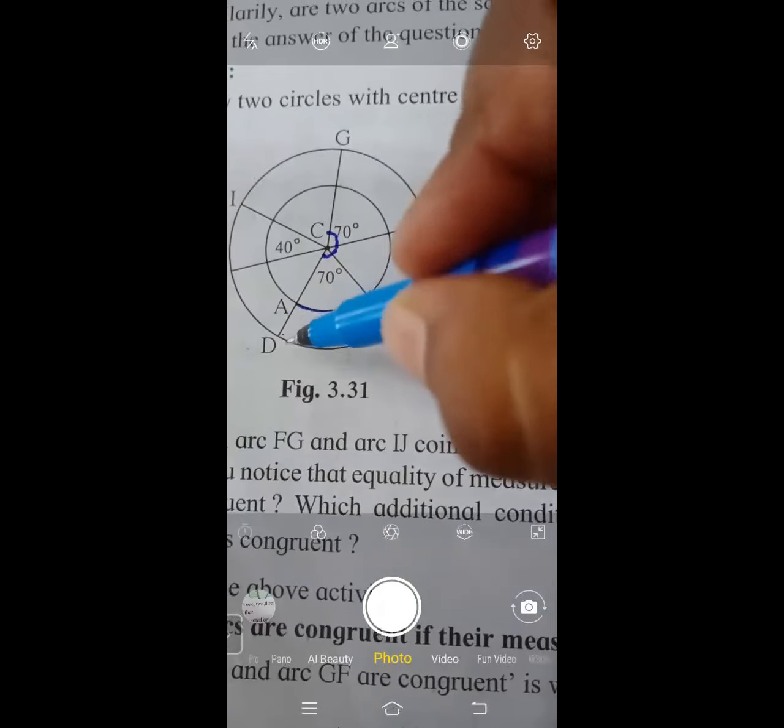We have learned that whatever is the measure of the central angle, the same is the measure of the corresponding arc. So by going through this formula, whatever is the measure of the central angle, the same will be the measure of the arc. You can see that we have drawn two circles, but will the arcs coincide with each other? Are they congruent? Can you say that arc AB is congruent to arc DE? You can see visually that AB is smaller than DE. Then how will they become congruent?